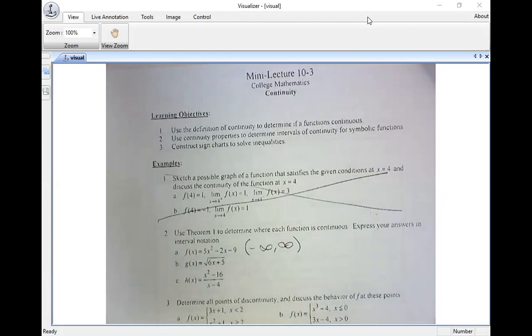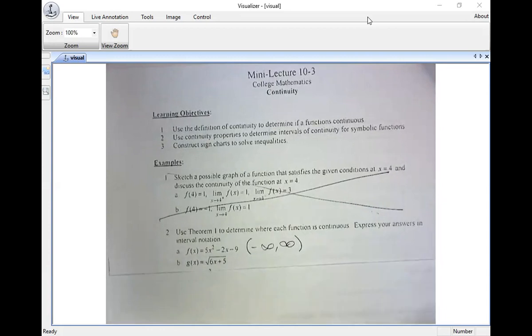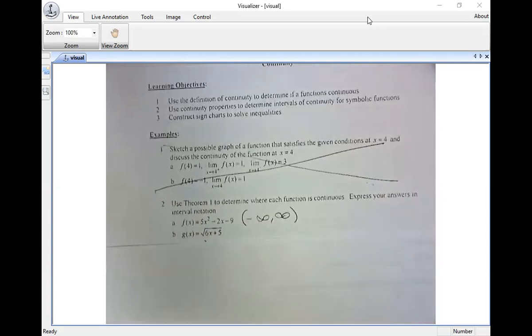Now, as I look at g of x on B, I'm noticing this thing is a radical. And if it's a radical, do I sometimes have places where I don't have continuity? Especially if I have an even index. What kind of root is this? It's a square root. That's an even index. Square root means the index is 2. So the only place it's continuous is for what values? When it's got to be non-negative.